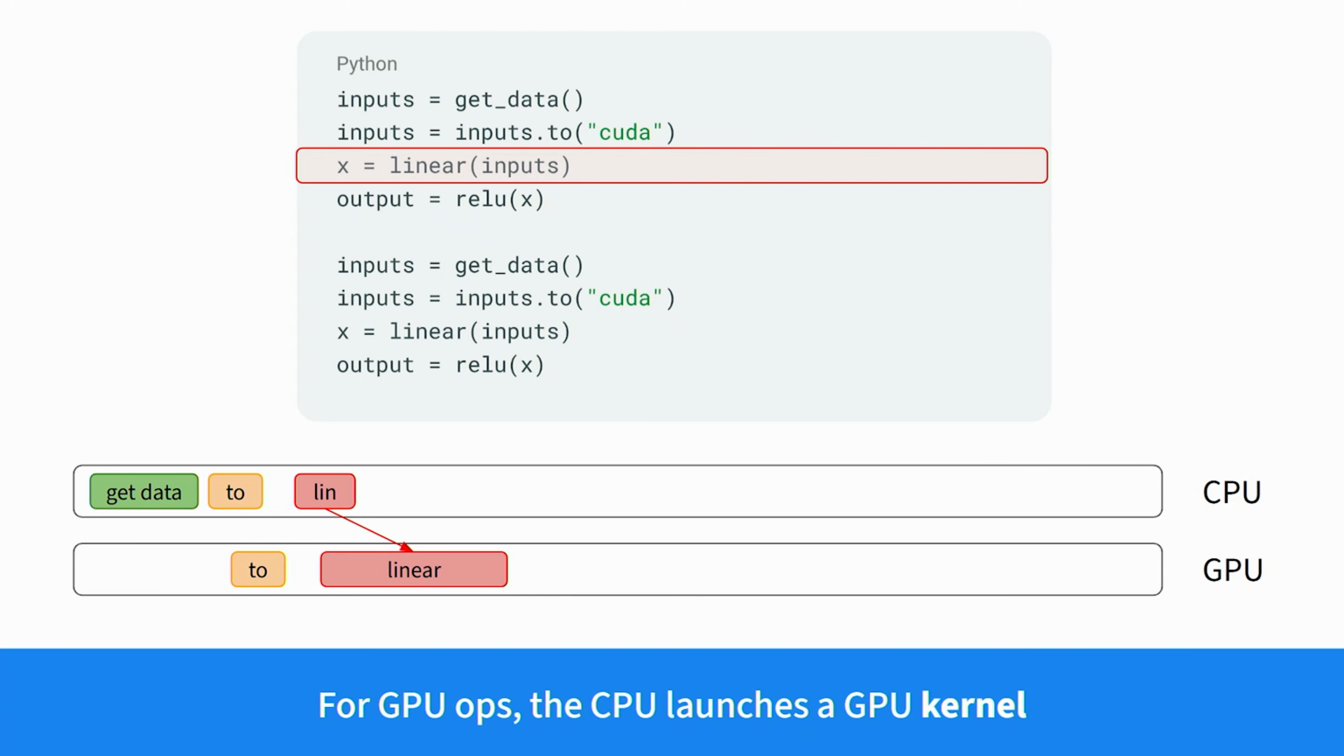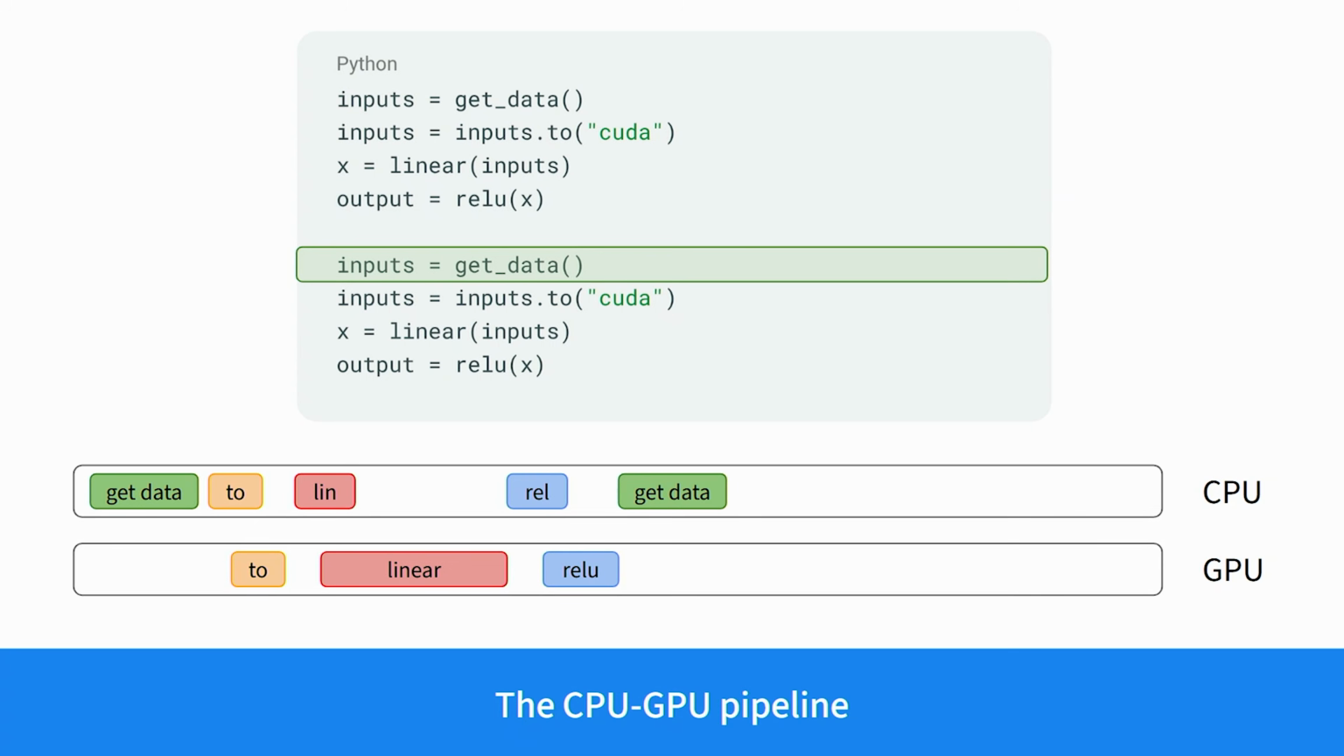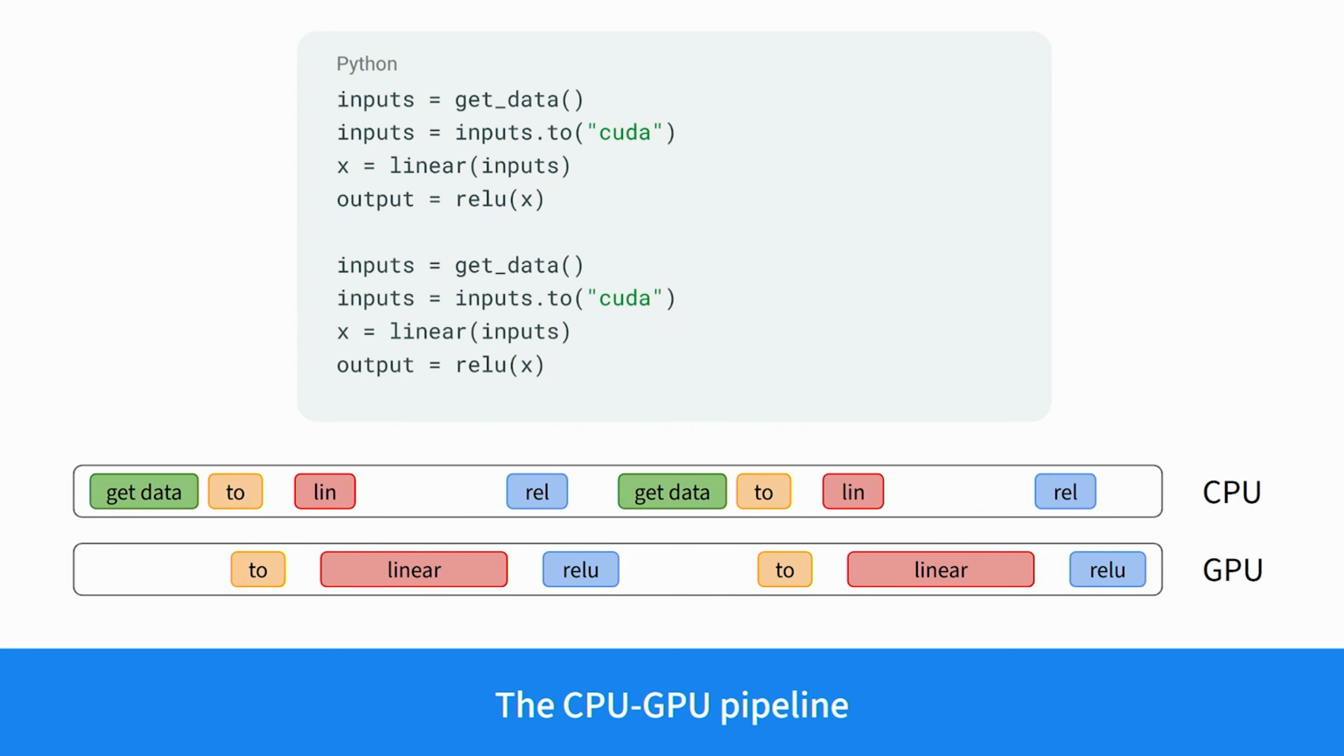So after we do this linear layer, which is a matrix multiplication, we then move on to ReLU. ReLU is just another operation. You don't really need to know what it means. It's just another kernel that is launched on the GPU. And finally, we can go back and get data again and send that data and then do some more layers.